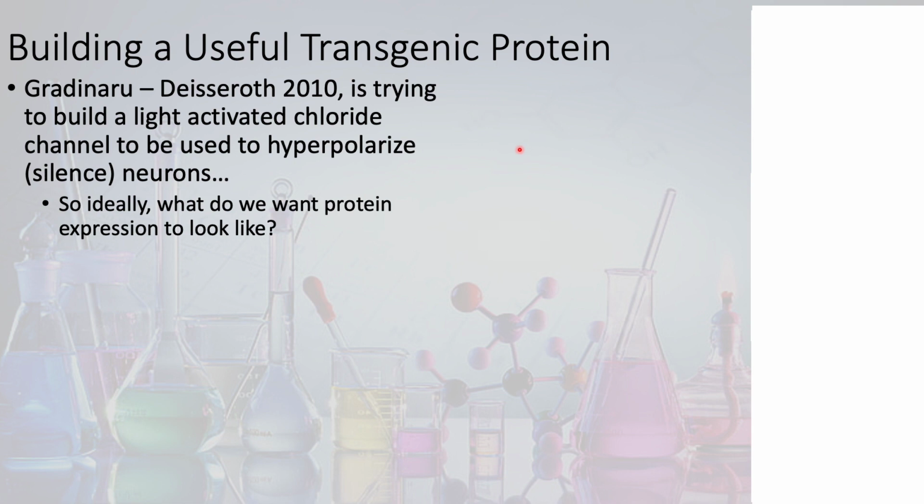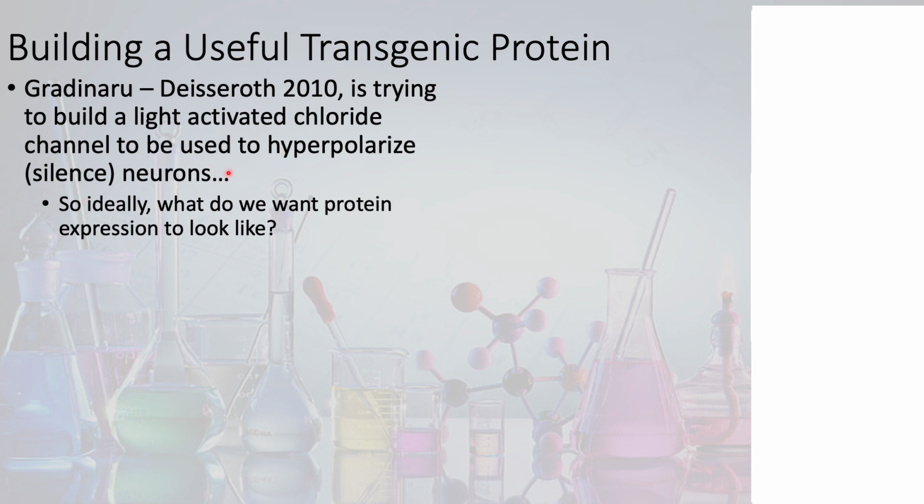So I'm pulling information here from a paper by Gradinaru and Deisseroth from 2010. This paper discusses the group's goal to try and build a light-activated chloride channel to be used to hyperpolarize or silence neurons, right? So they're trying to essentially build a protein that they can shine light onto, which will then selectively allow chloride ions to pass from the inside of the cell to the outside of the cell, or technically in this case from the outside of the cell into the inside of the cell, right?